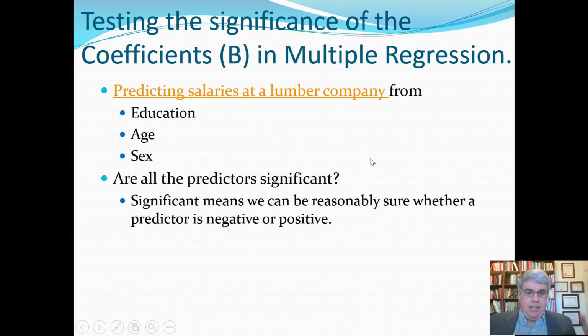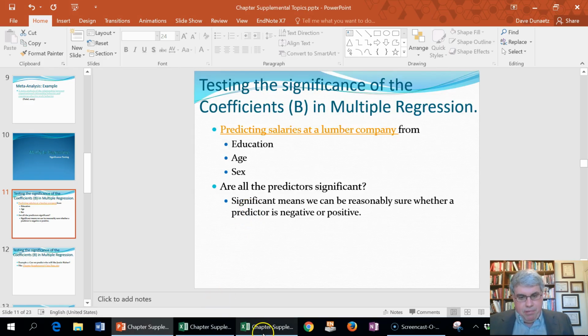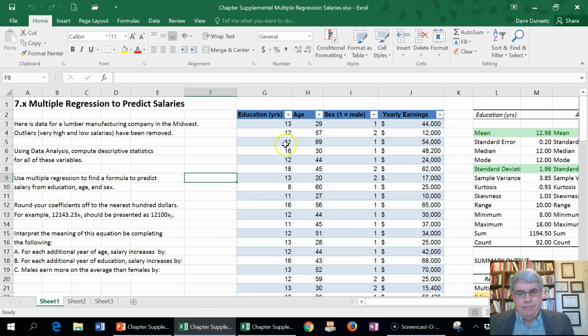What does it actually mean, the significant? The significant means here that we can be reasonably sure that the predictor in the population, if we were to look at everyone's scores, not just the sample scores, is either positive or negative. So let's look at that example that we had previously.